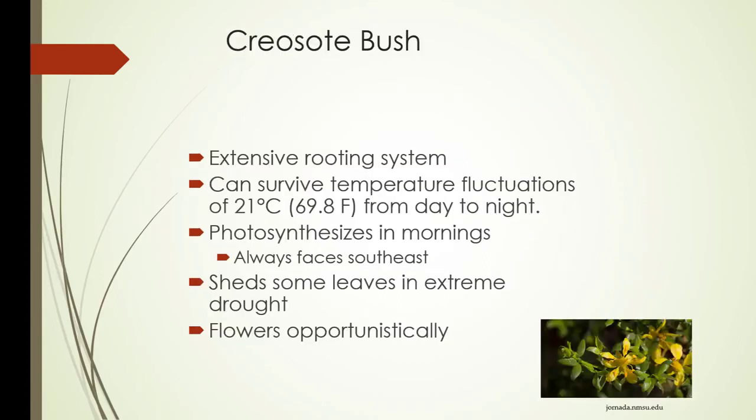So creosote bush has an extensive rooting system. It can survive temperature fluctuations of almost 70 degrees Fahrenheit from day to night. It photosynthesizes in the mornings. It always faces southeast, and it sheds some of its leaves in extreme drought and only flowers opportunistically. It takes a lot of energy to do so, and the pollinators have to be in the area for them to actually flower.